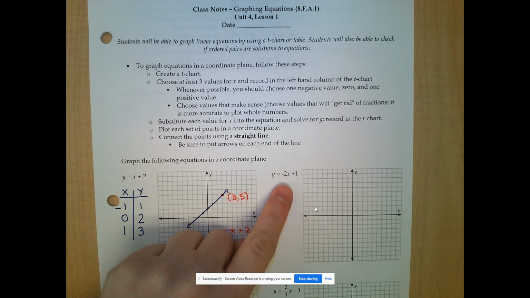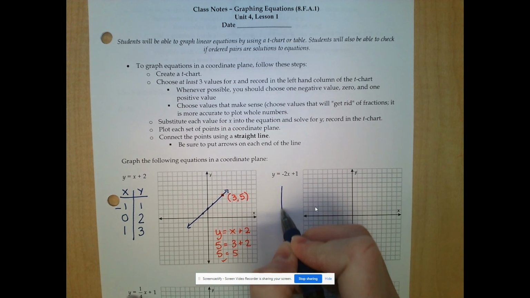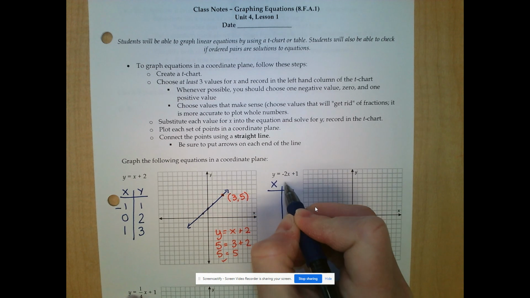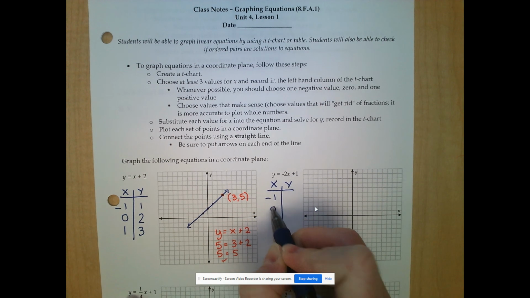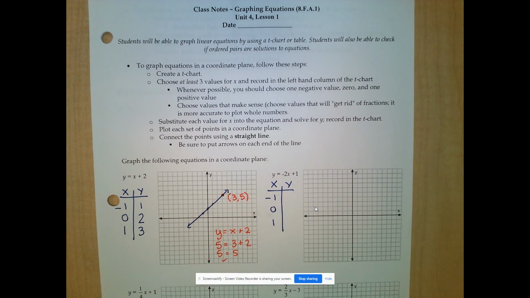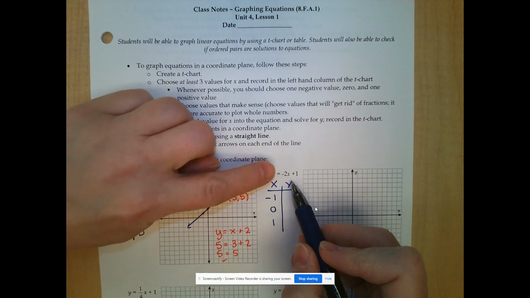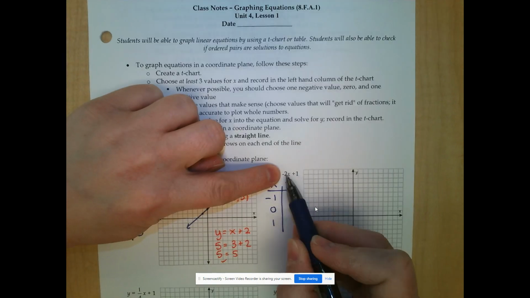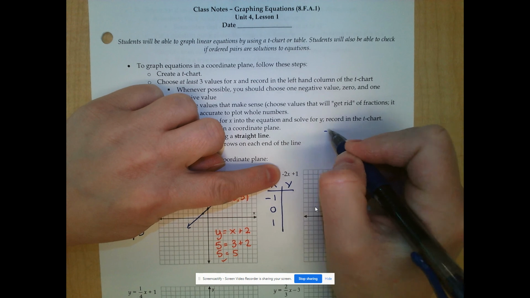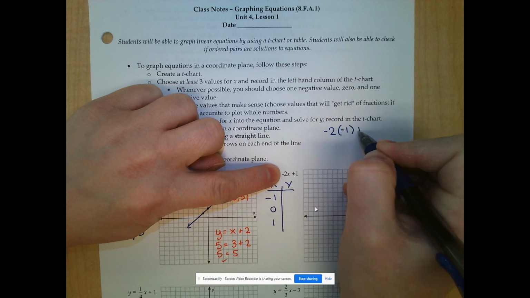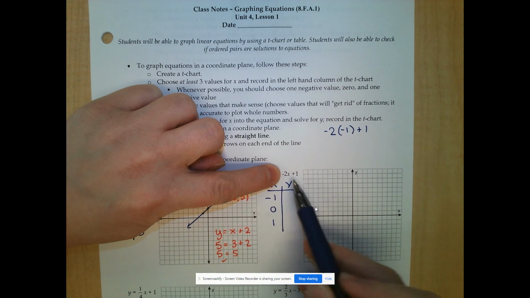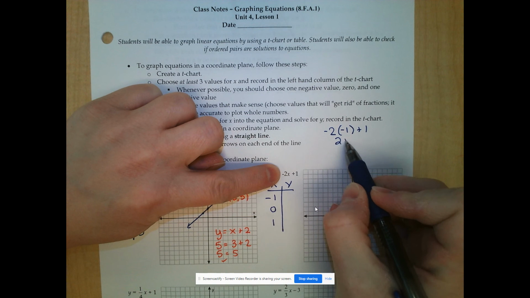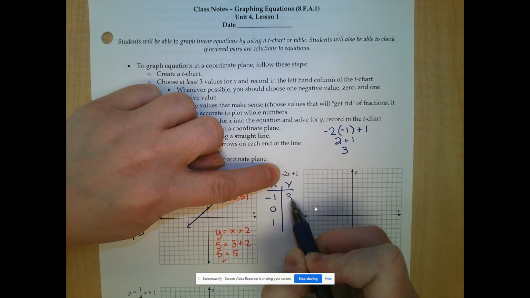All right, so this one, -2x plus 1. I'm going to do the same thing. I'm going to make a T-chart. I'm going to pick values of x. Again, 1 negative, 0, and 1 positive is sort of the standard. So this one says multiply the x value by -2 and then add 1. So -2 times -1 plus 1 is what we're substituting. -2 times -1 is 2 plus 1. The outcome would be 3.